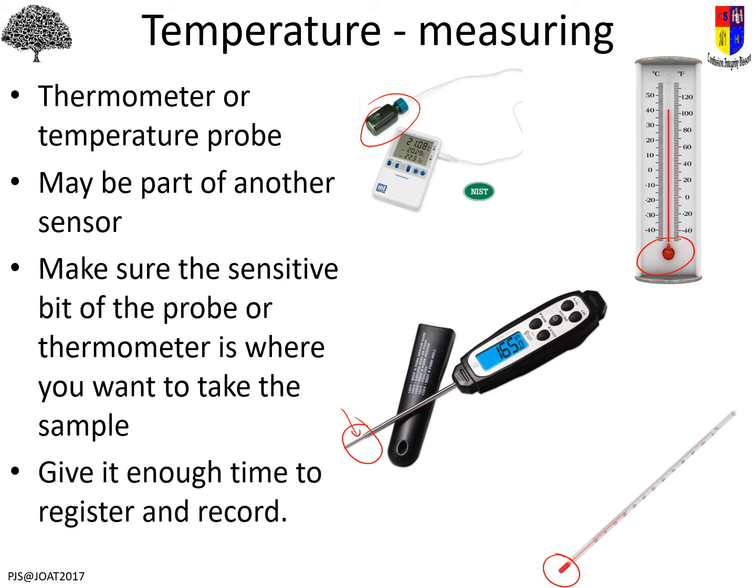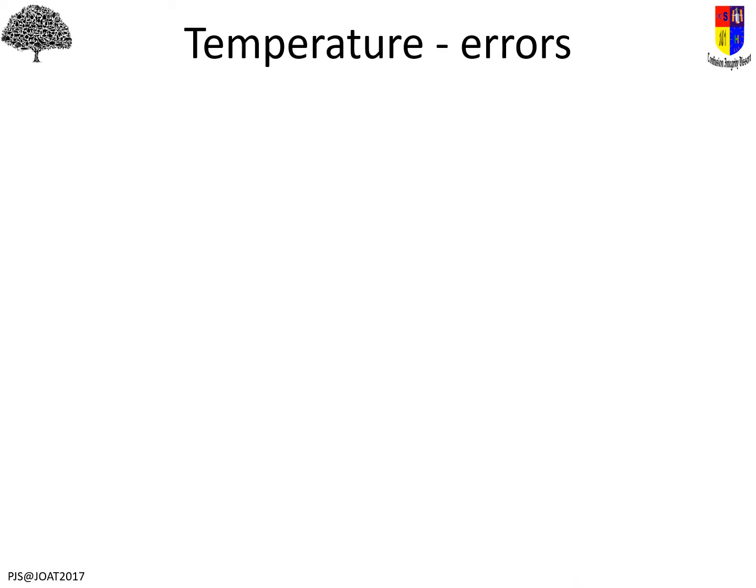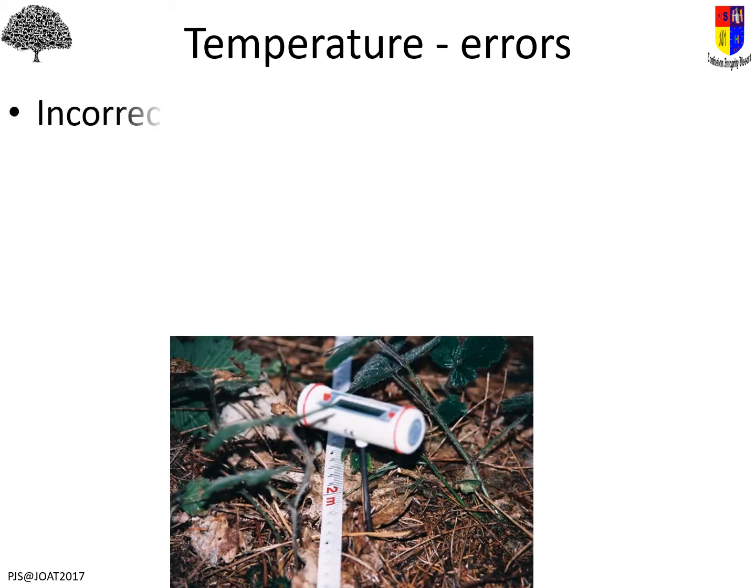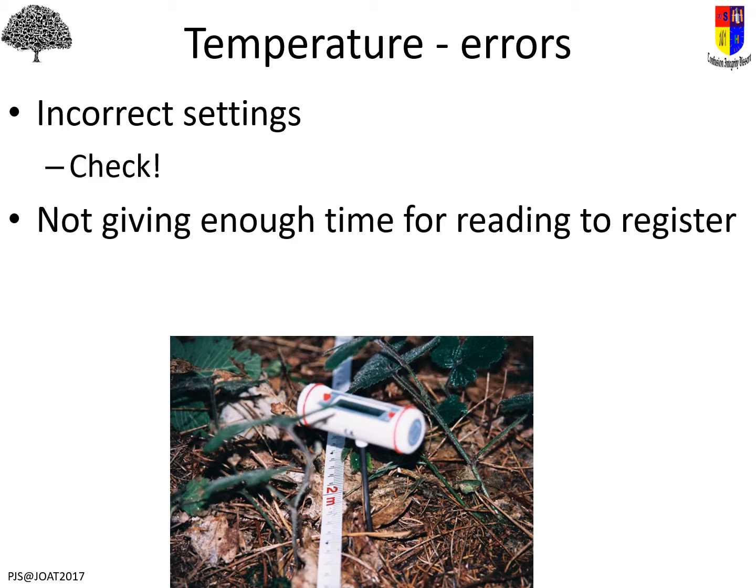And then you need to give it enough time, because quite often if it's a physical measurement like this one here, it's the expansion of the liquid inside the bulb that decides how far it goes up. If you just stick it in and then take it straight back out again, it's not going to have had enough time to change. So you've got to give it enough time to register it and then record it. So errors are again kind of obvious. If you don't have it on the right setting, check that, and if you've not given it enough time, give it enough time.